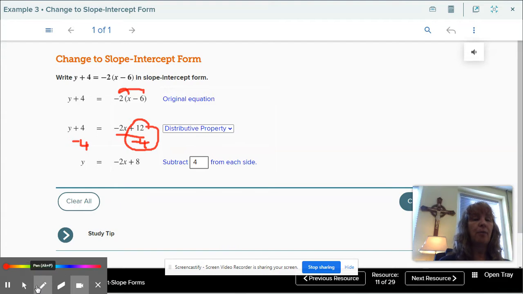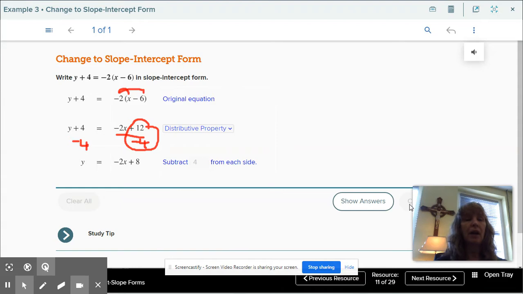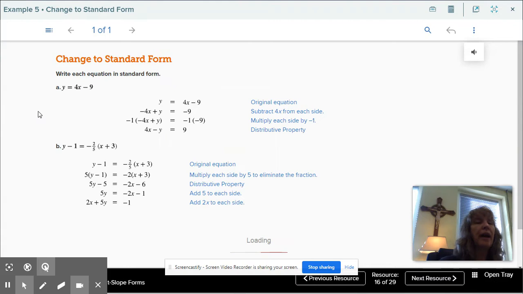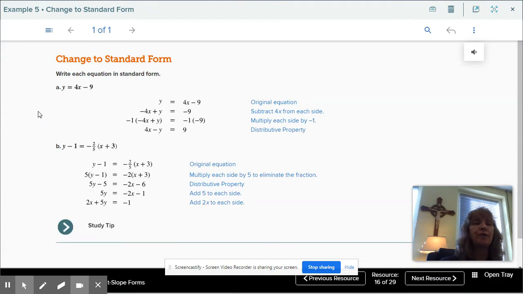And then you end up with your answer, which is y equals negative 2x plus 8. So they took the point slope form equation and converted it to a slope-intercept form. All right, so now here's your final example from changing to different forms.